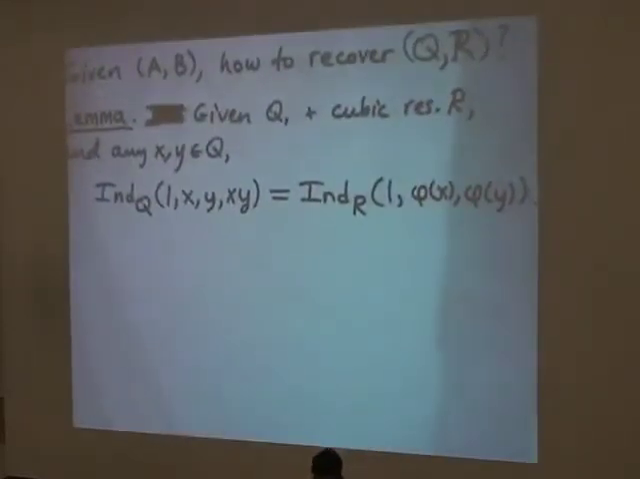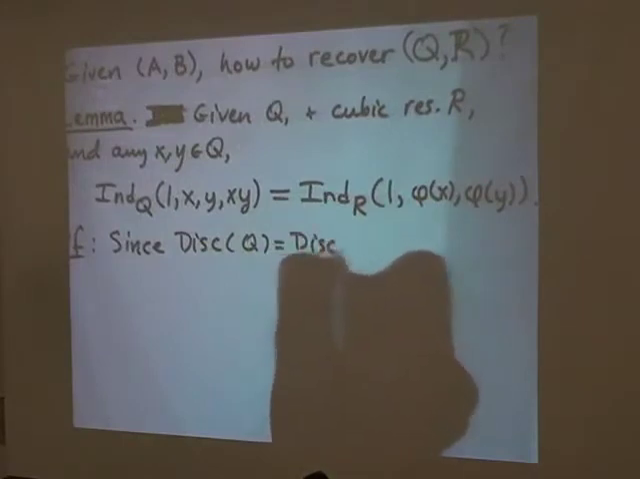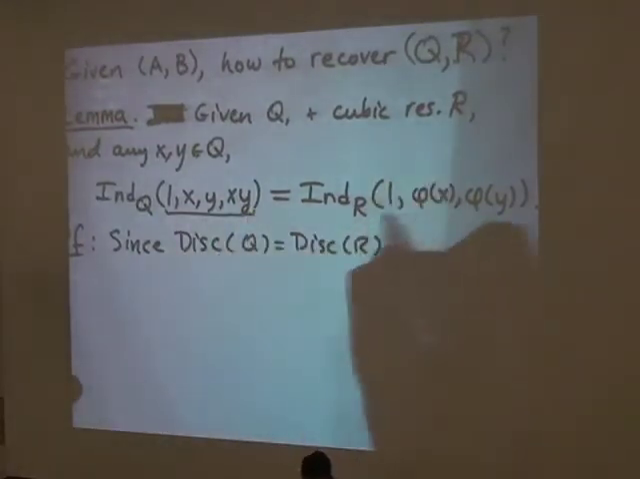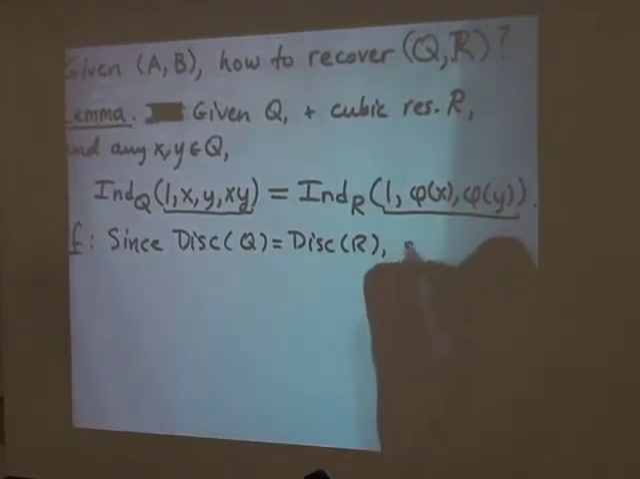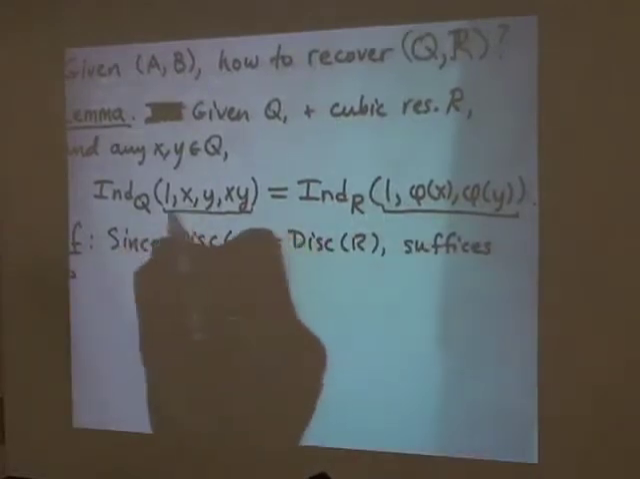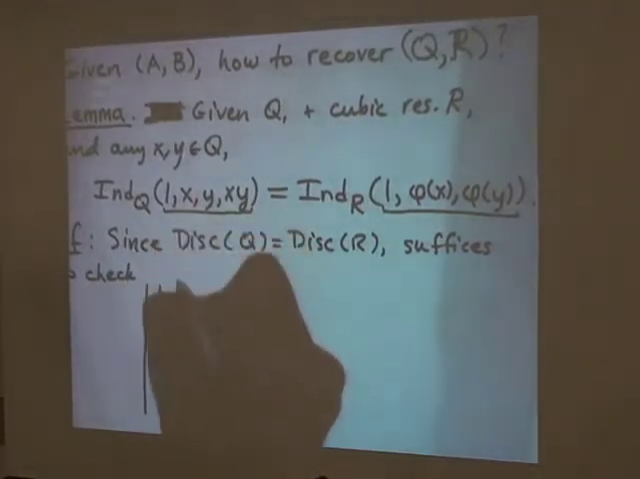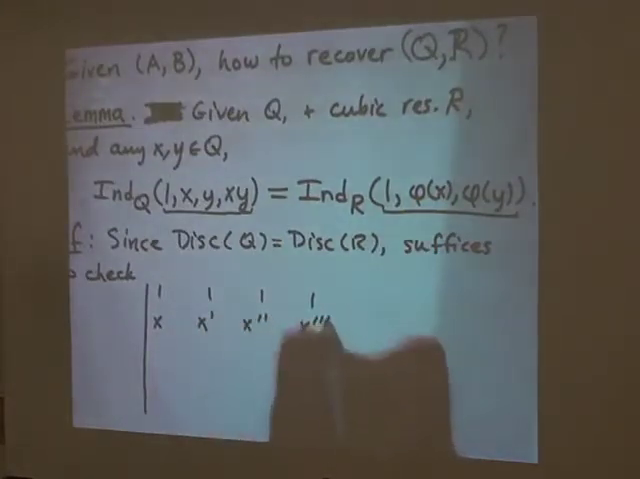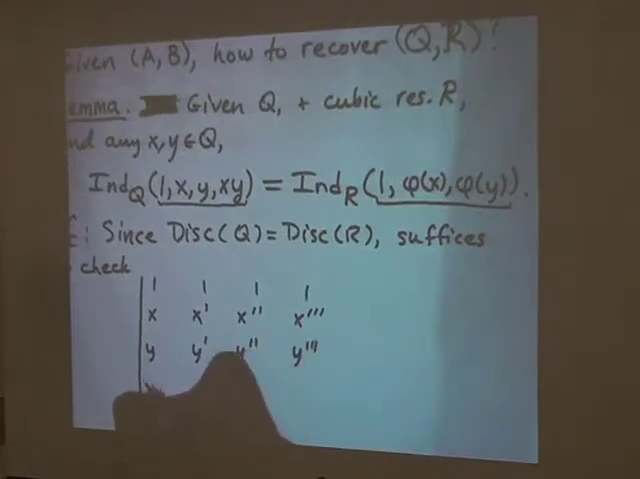Okay, so what's the proof? Remember, to prove this, you just observe that the discriminant of Q is the discriminant of R. Since those discriminants are the same, it suffices to check that the discriminant of this lattice is the same as the discriminant of that lattice. From algebraic number theory, if you remember how one computes discriminants, there's a determinant definition. So it suffices to check the following identity. We write down the conjugates of 1, conjugates of x, conjugates of y, and conjugates of xy.